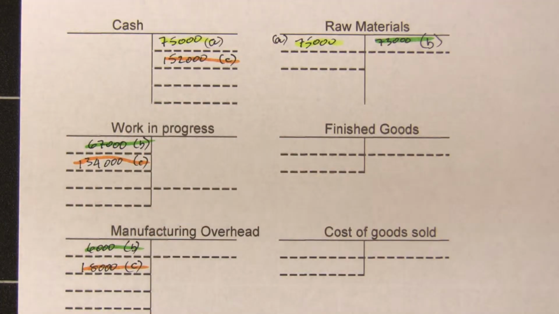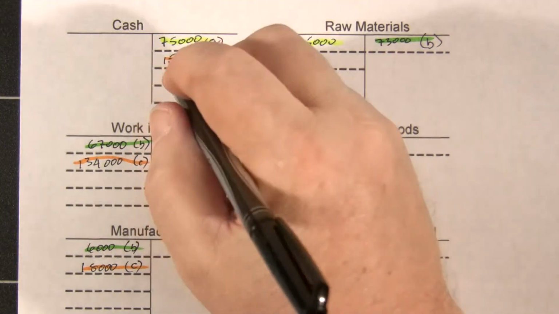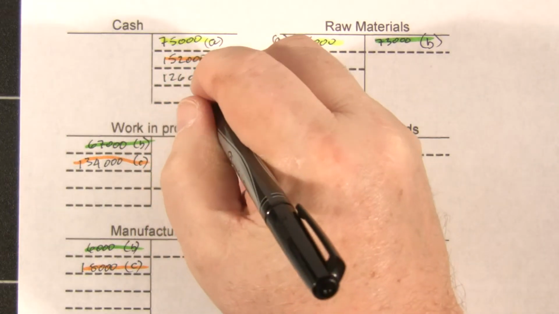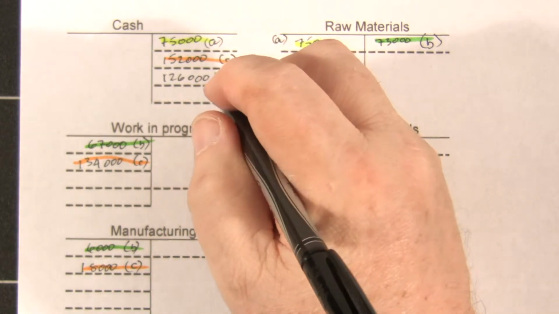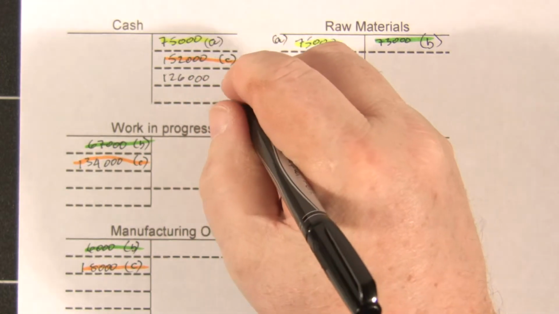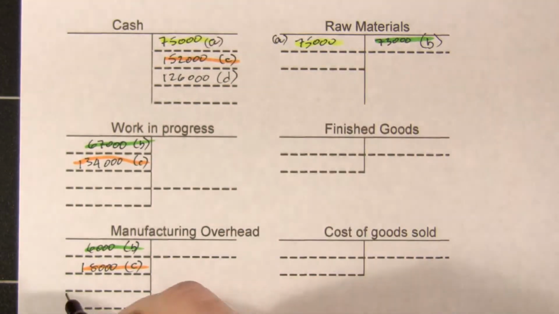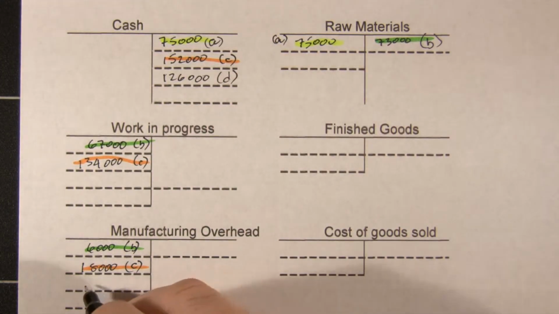Okay, the next thing it tells us is additional manufacturing overhead cost of $126,000 were incurred and paid. Again, let's credit our cash because we're told that. $126,000 incurred and paid. And we're told that that all goes to overhead, $126,000.